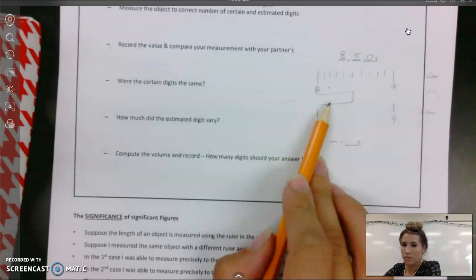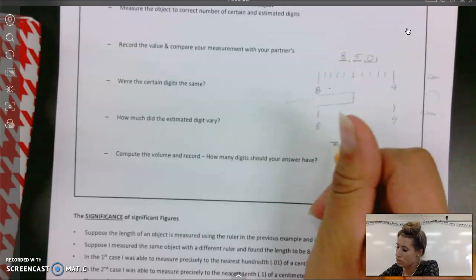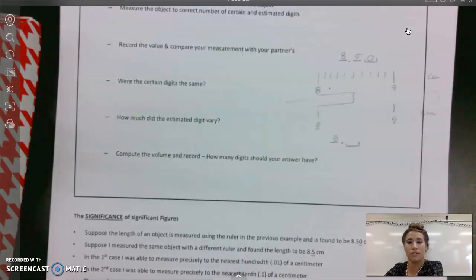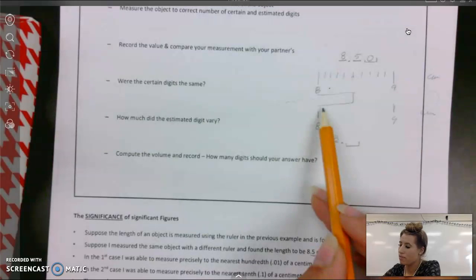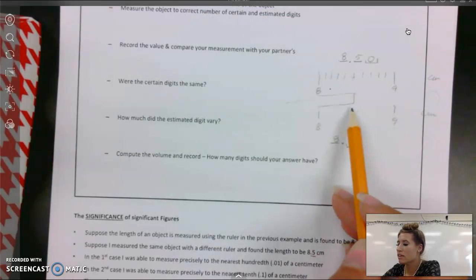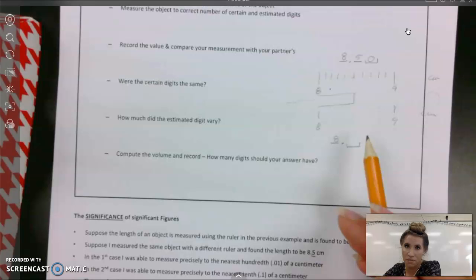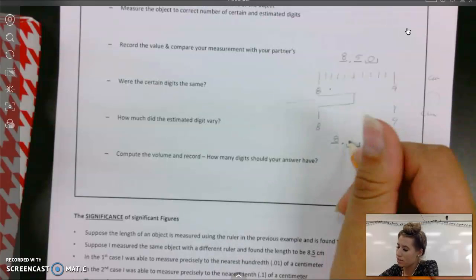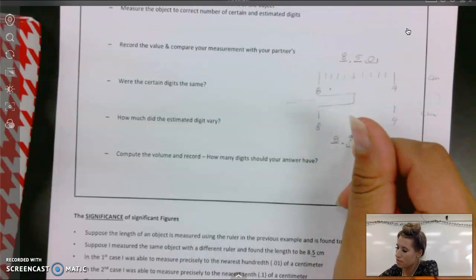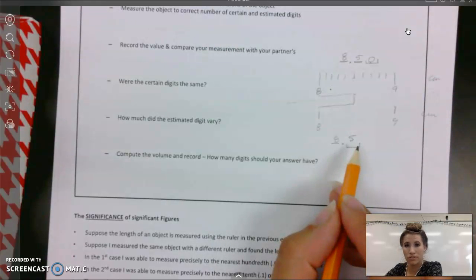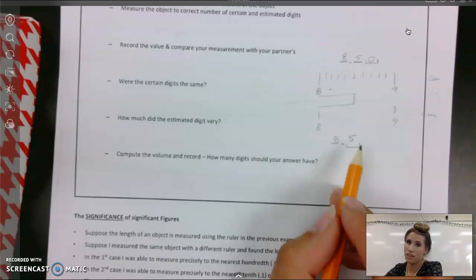Now for the same object down here, I am certain that it's past the calibration mark of 8, and now I'm going to make an estimation in between, and it looks like it's exactly halfway, so I'm going to say that's 0.5 of the way, and that's my estimation.